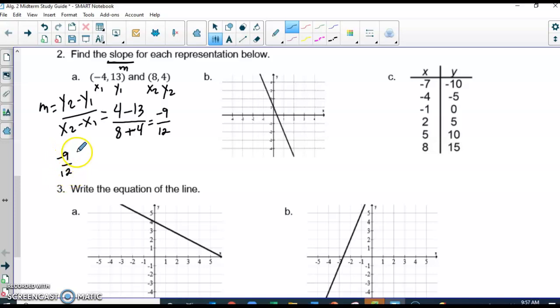-9 over 12 can be reduced. I can divide both the top and the bottom by 3, which will give me -3 over 4. This is my final answer. Again, I'm just looking for the slope.